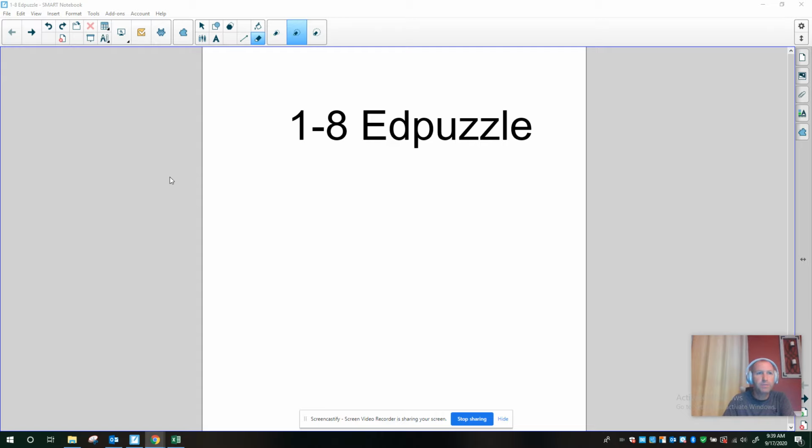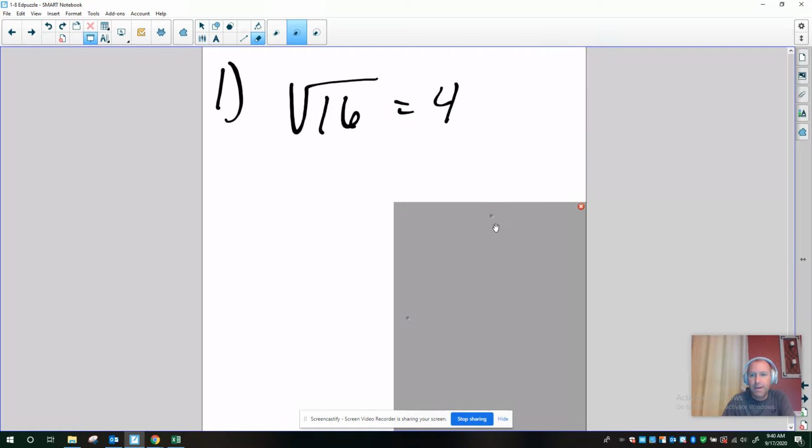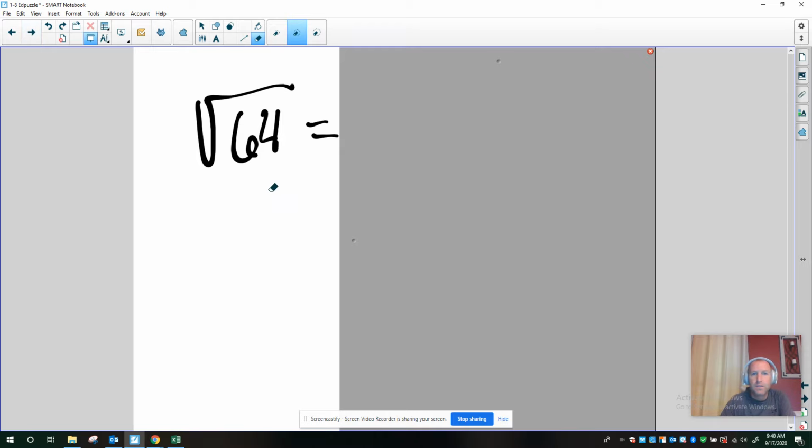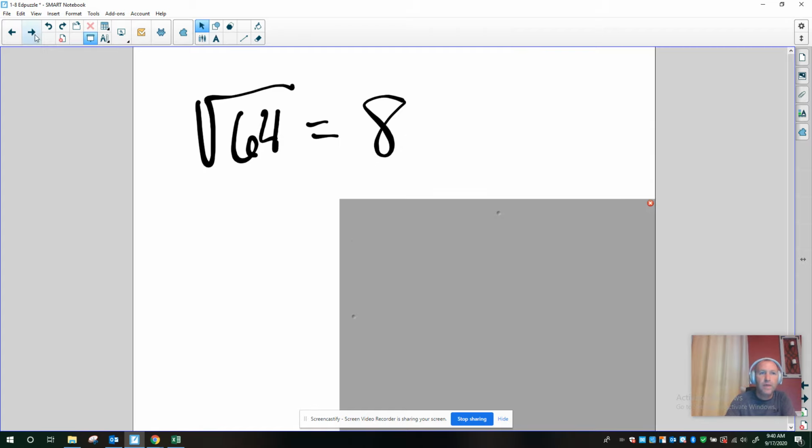Okay, 1-8 Edpuzzle. Square root of 16. Okay, so square roots are anything times itself equal to this number. So in this case, the square root of 16 is simply going to be positive 4. Square root of 64, similarly, it's already positive. It's going to end up being positive. And again, 8 times 8 is 64, so the square root of 64 is 8.